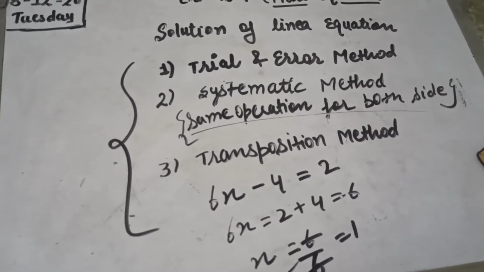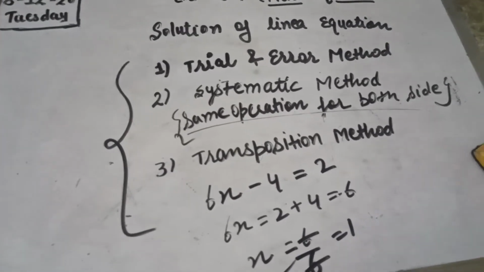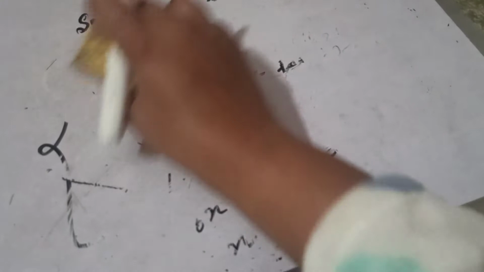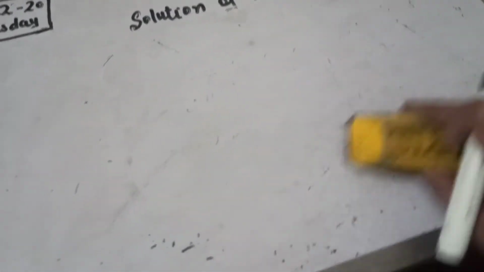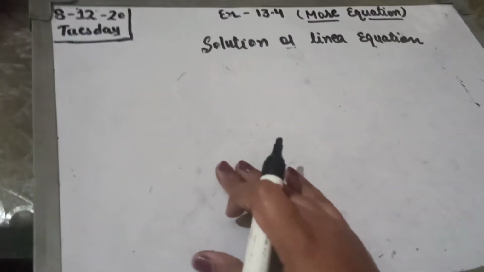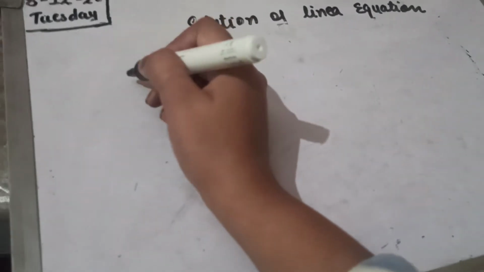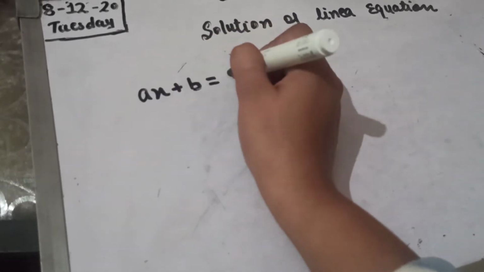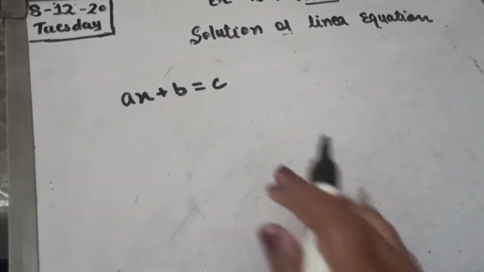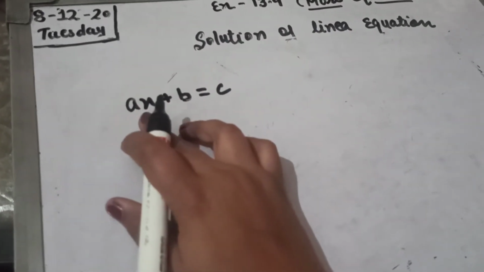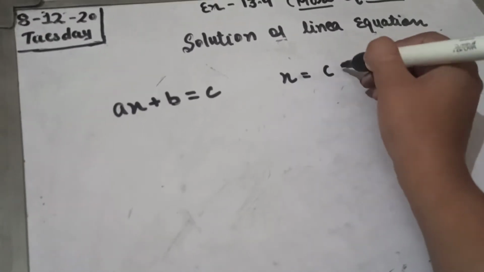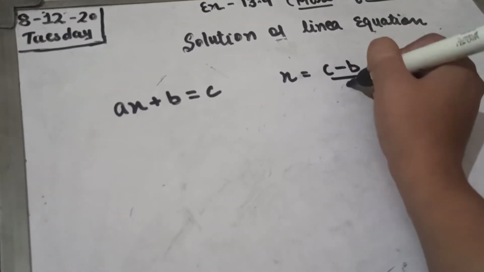Right? So after these three methods, one more method which we can take from these three is that if any equation is in this form, ax plus b equals c, then the formula for x is x equals (c minus b) by a.